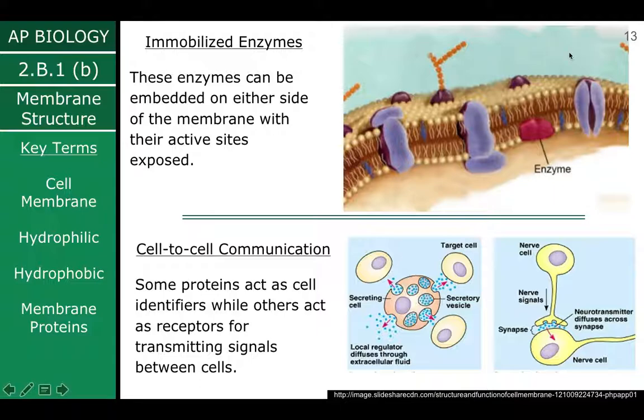Next thing we have are immobilized enzymes, which are pictured here. These are embedded on either side of our phospholipid bilayer, and they have their active sites exposed. These enzymes are crucial in pushing reactions along, speeding them up. We'll talk about enzymes more in the second semester, but there are enzymes embedded in the phospholipid bilayer. We also have proteins in the bilayer that act as cell identifiers that transmit information from cell to cell, which is extremely important in both our nervous system and our immune system.